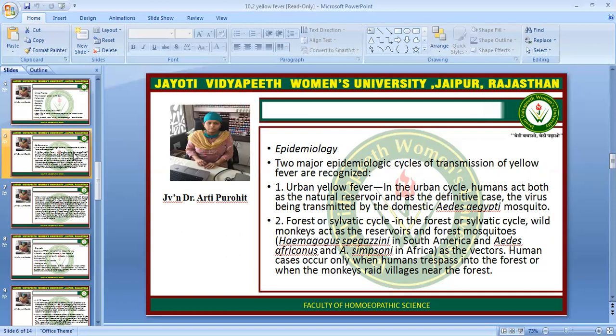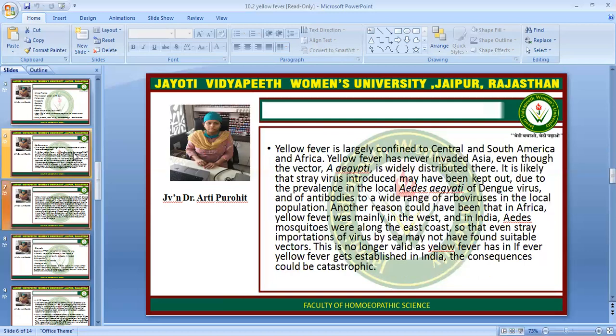The forest or sylvatic cycle: the wild monkey acts as a reservoir, and the forest mosquito Haemagogus spegazzinii in South America, and Aedes africanus and Aedes simpsoni in Africa, act as vectors. Human cases occur only when humans trespass into the forest or when the monkey raids villages near the forest.